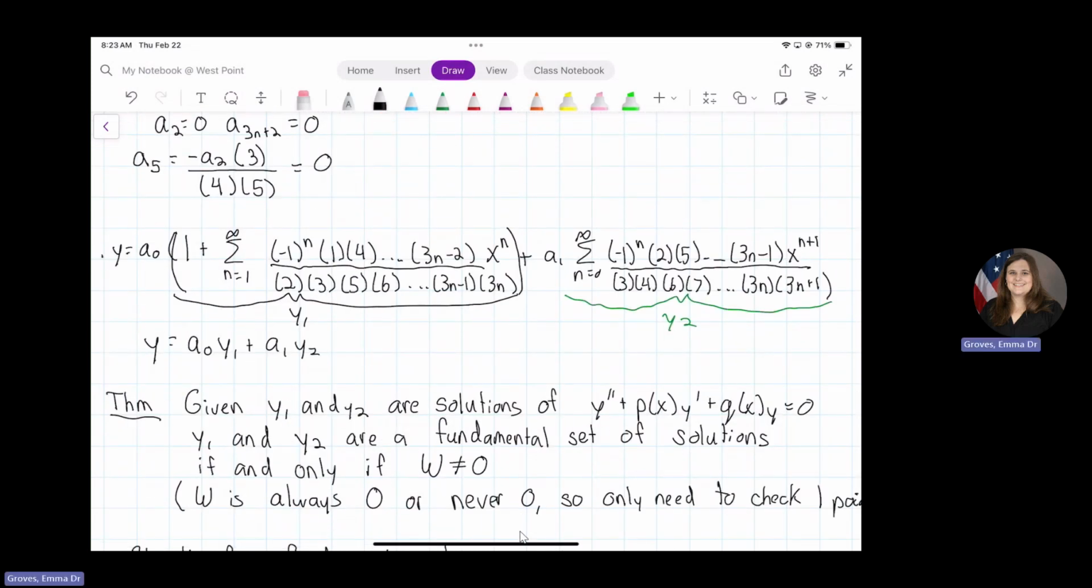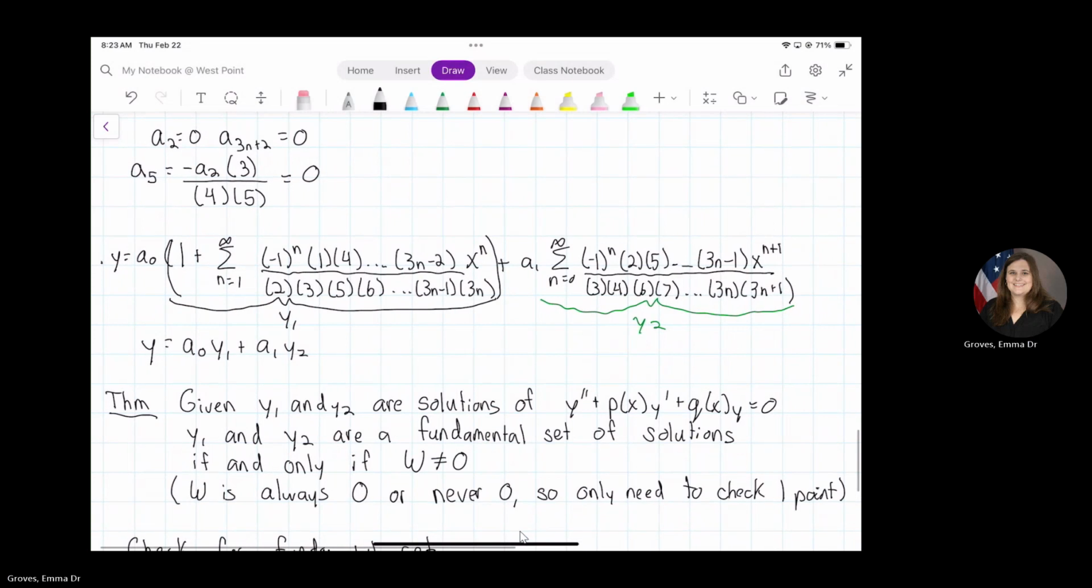And then I think we would have to do the same thing for y2. Let me think it through for just a second. Yeah, because you would get a 0 in the denominator, which is our problem. So we would have x plus all of that times a1, and then we would start our summation at 1.